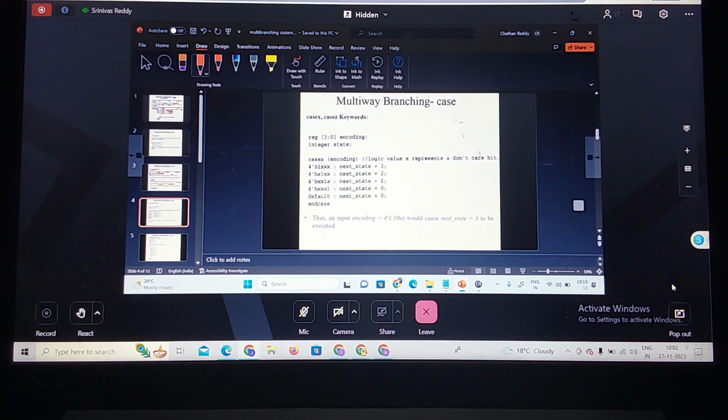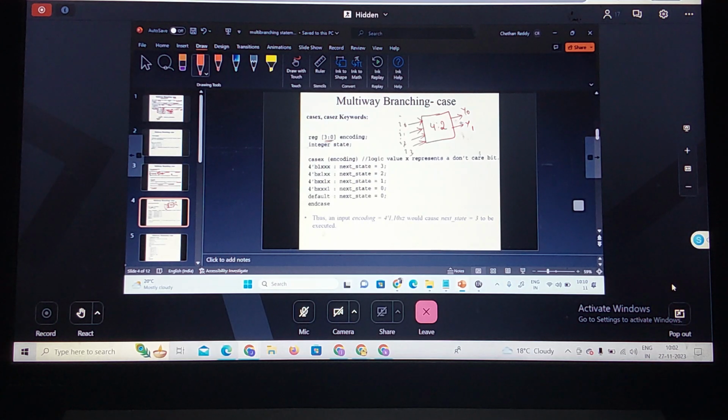Now you can see this example. In this example we are modeling the encoder, a 4x2 encoder. How many inputs will be there? There are 4 inputs, let us take them as I0, I1, I2 and I3. How many outputs will be there? 2 outputs, Y0 and Y1.